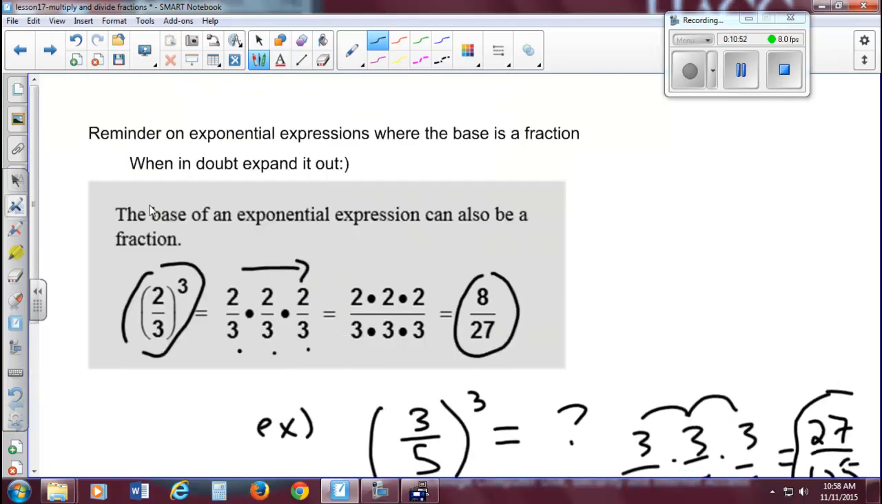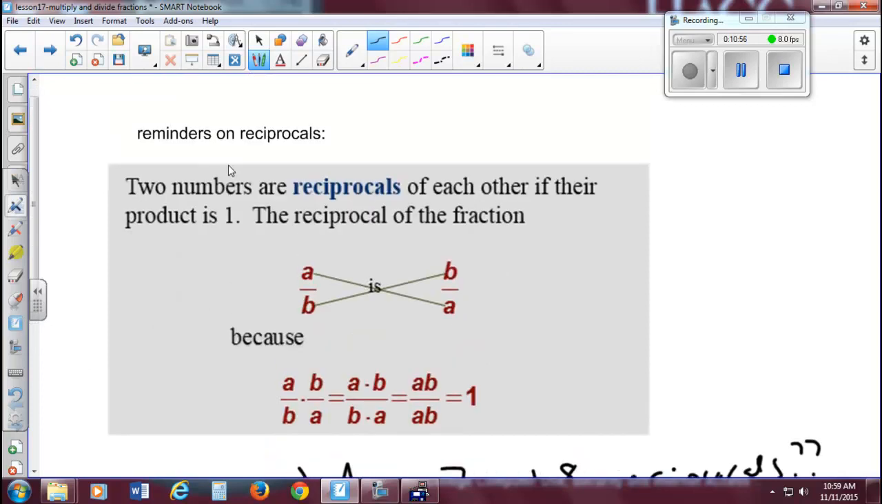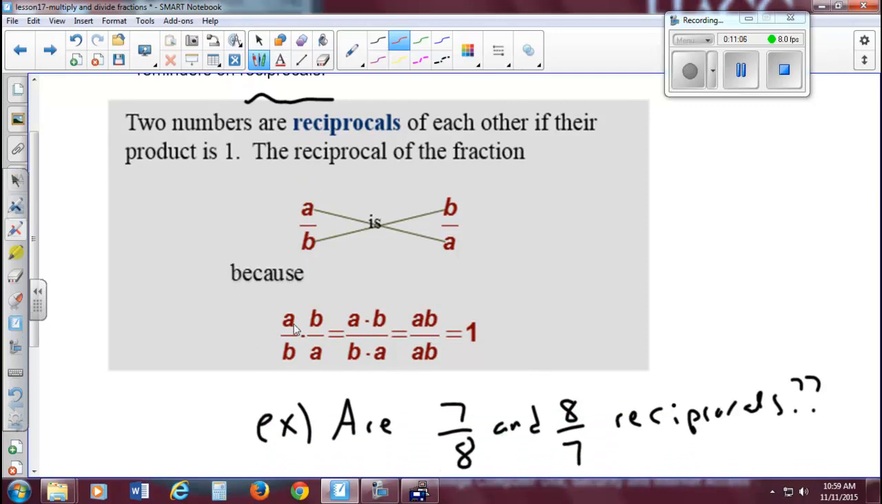Okay. The next slide, a little reminder on reciprocals. Two numbers are reciprocals of each other if their product is 1. So, A over B, we call B over A its reciprocal.